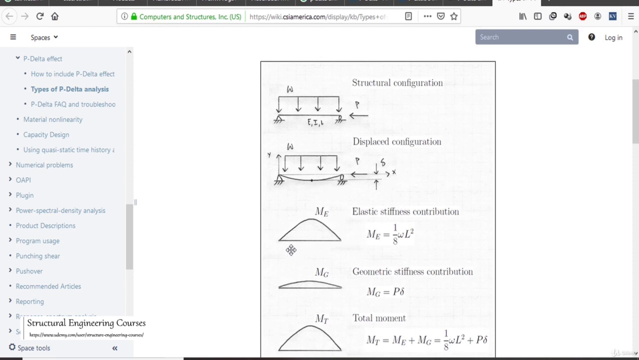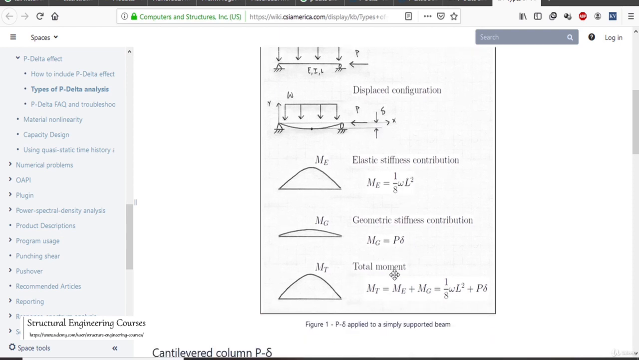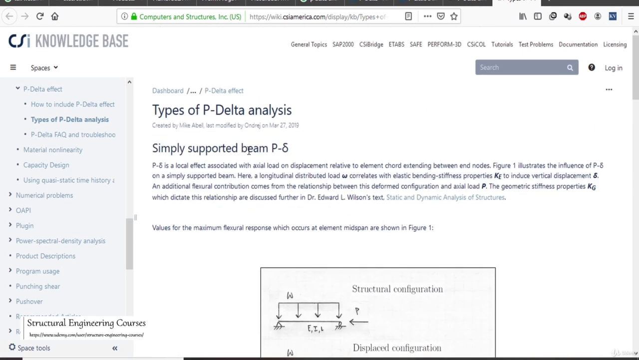The bending moment on this beam due to the UDL W is what we already learned in our college textbooks, that is WL square by 8. Second is the geometric stiffness contribution, that is this axial load P into this displacement delta, so that is P delta. The total moment is ME plus MG, that is MT. So it is WL square by 8 plus P into delta. This is the simply supported beam P delta.